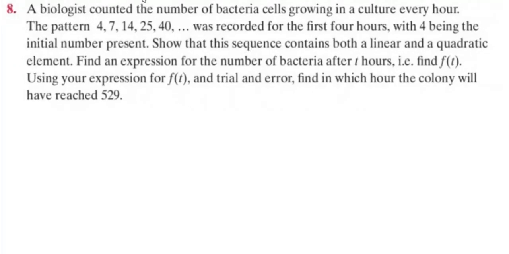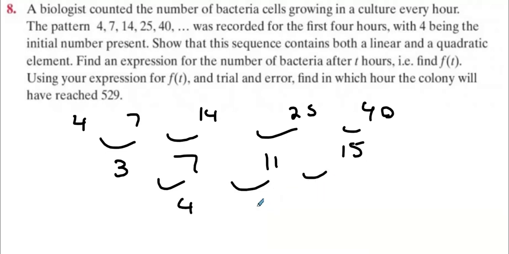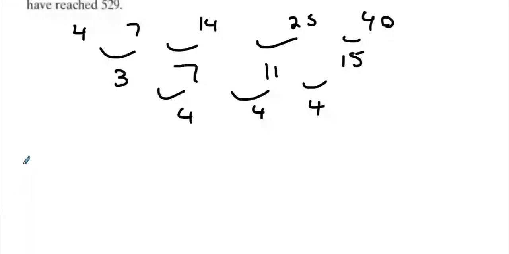All right. Question 8. A biologist counted the number of bacteria grown in culture every hour. 4, 7, 14, 25, and 40. All right, Colonel, what's the gap? Yeah, and then what's the difference of the differences? This implies that this is a quadratic equation. Everybody cool with that? What's your Tn formula for a quadratic equation?